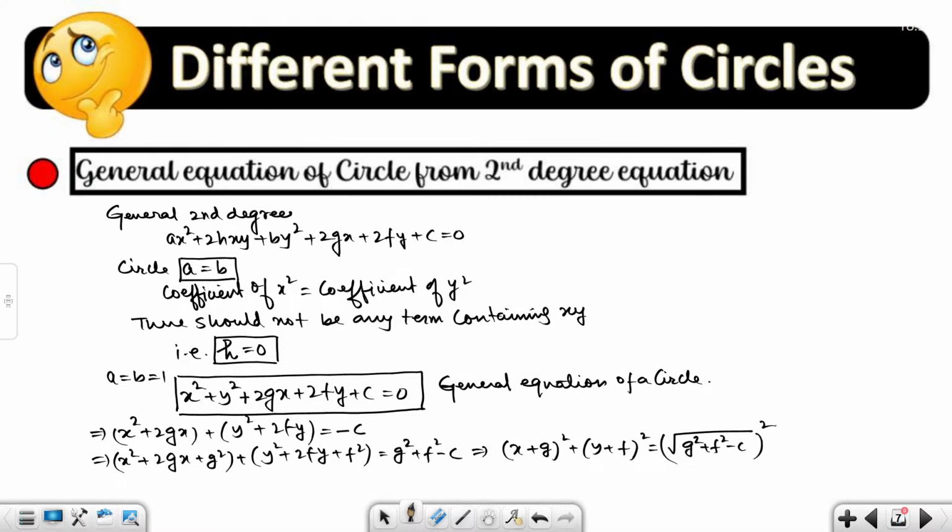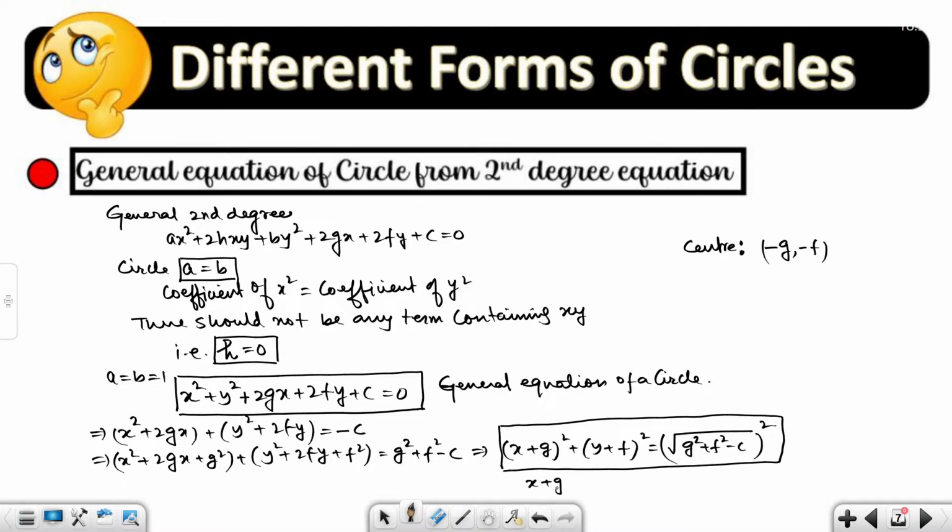Is it clear? So now this form is your center radius form. And from this form we can say that the center of the circle is minus g and minus f. How am I saying that? You simply put x plus g equals to 0. From here we get x is minus g. And you put y plus f equals to 0. From here we get y as minus f. And that is the reason why I told you the center will be minus g, minus f.